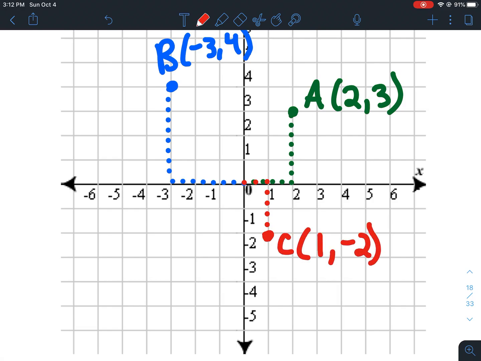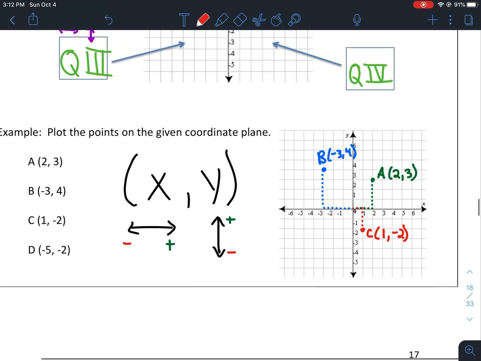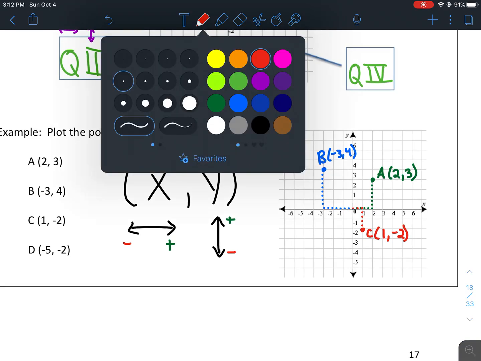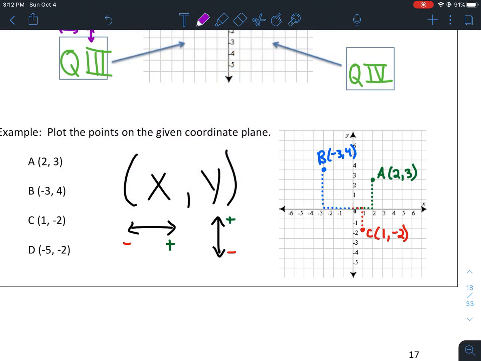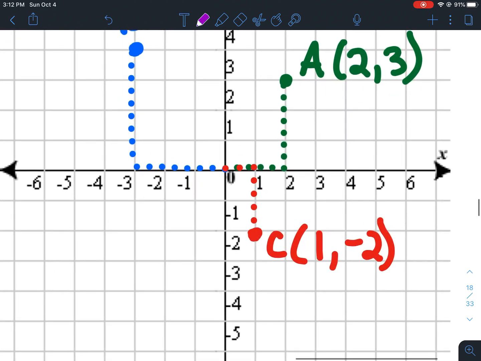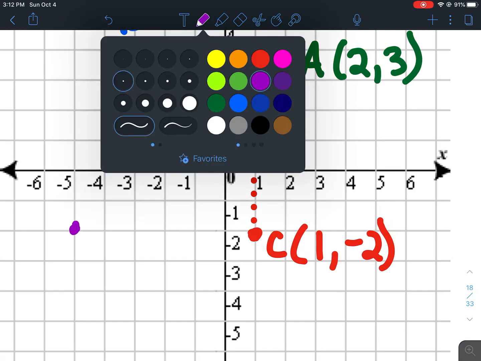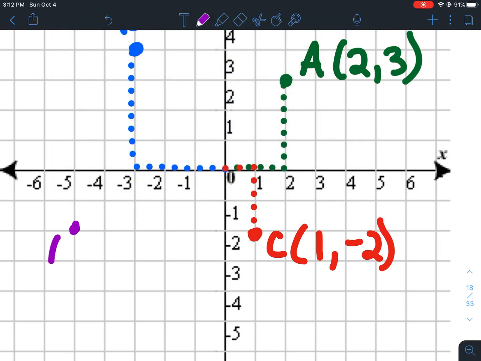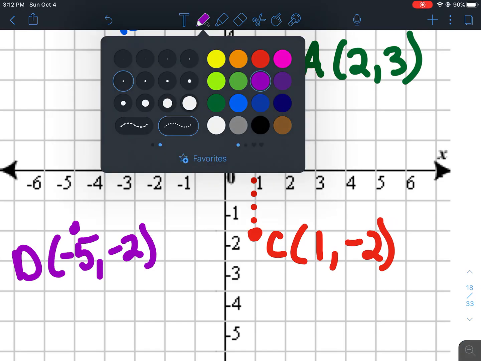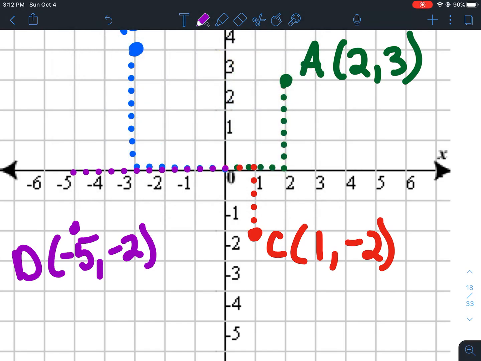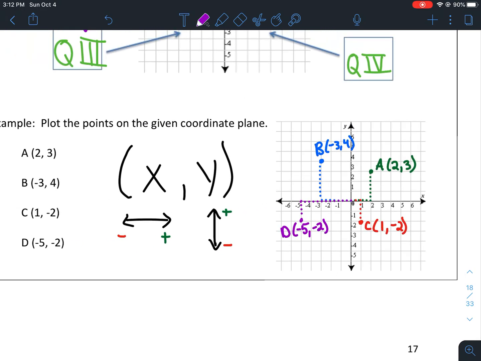(1, -2). And then finally we have point D, which is (-5, -2). So you go to the left 5, down 2. That's point D, (-5, -2). The left 5, down 2.